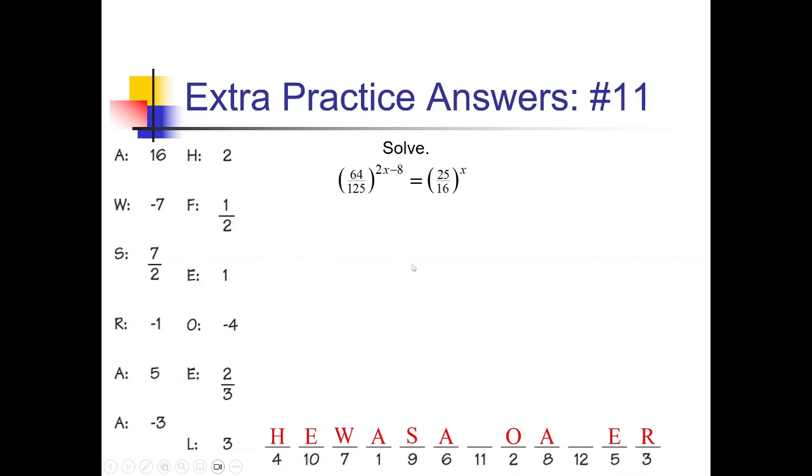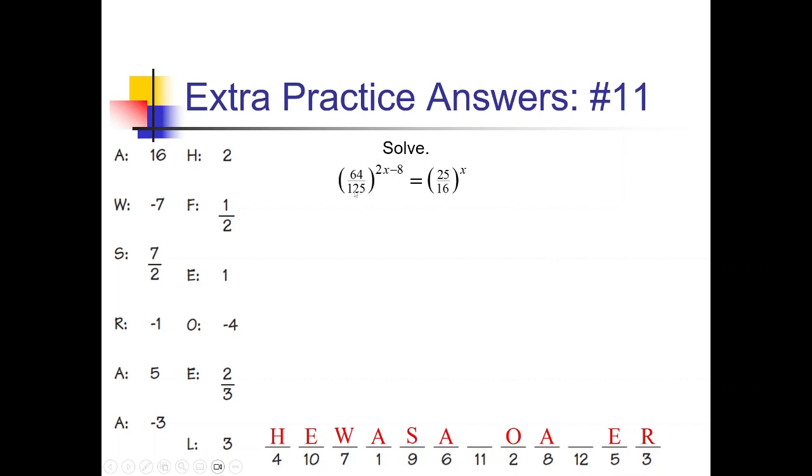Number 11 here is a bit much. We've got some pretty crazy fractions going on there. So let's think about this with common bases. We have a 64, a 125, a 25, and a 16. Now the 64 and the 16, I think those have got to go together in some way. Those are both powers of 2 for sure. They're also both powers of 4. I'm going to go with 4 because then I have smaller exponents to deal with.